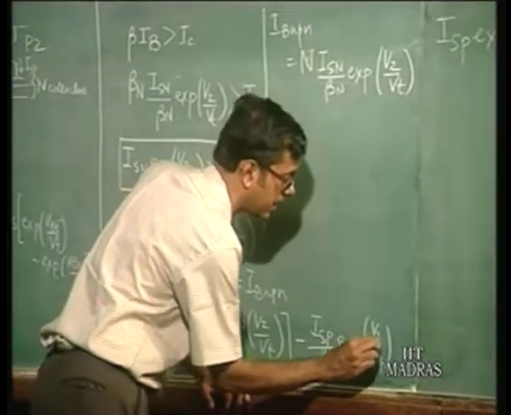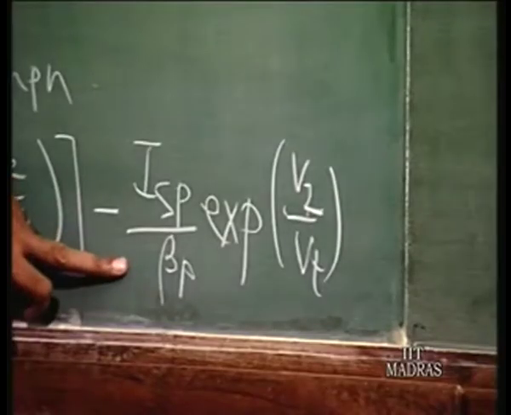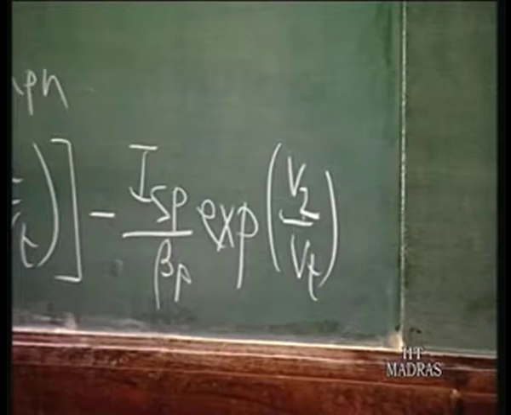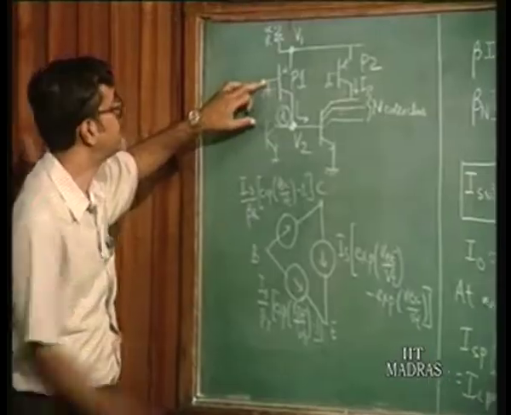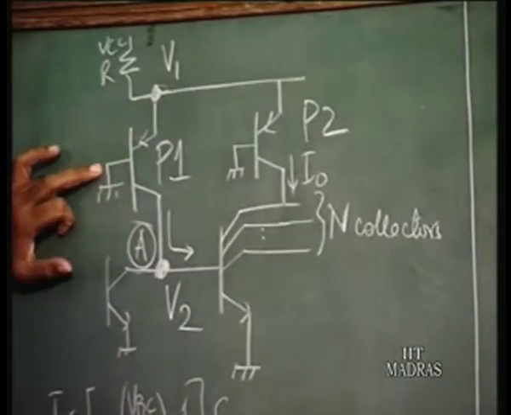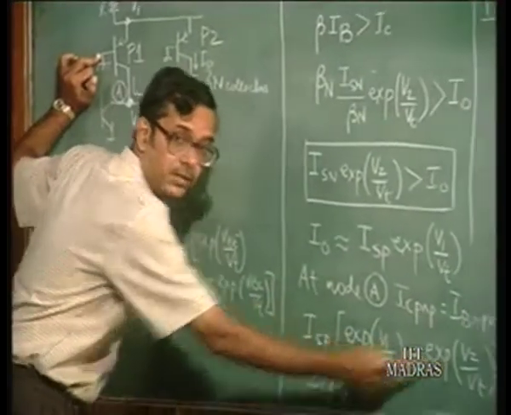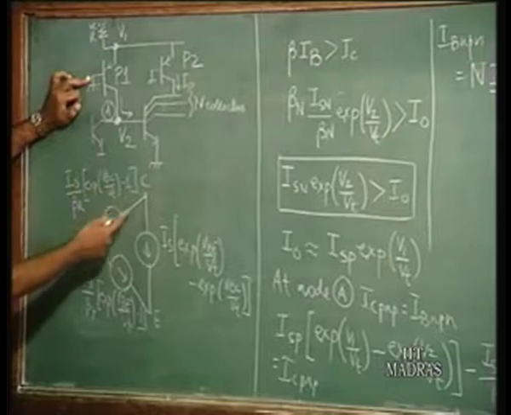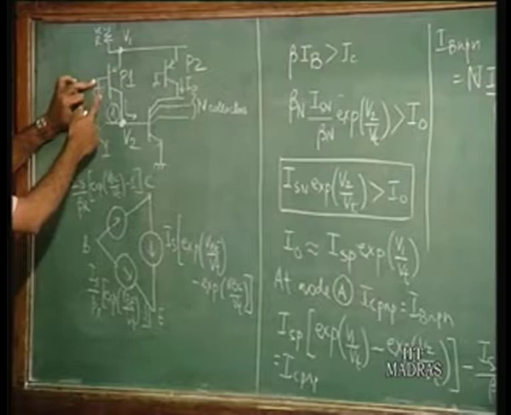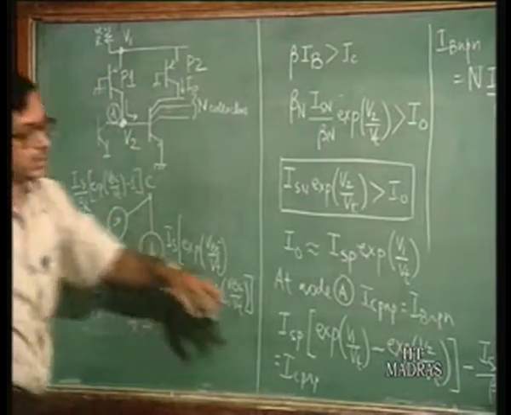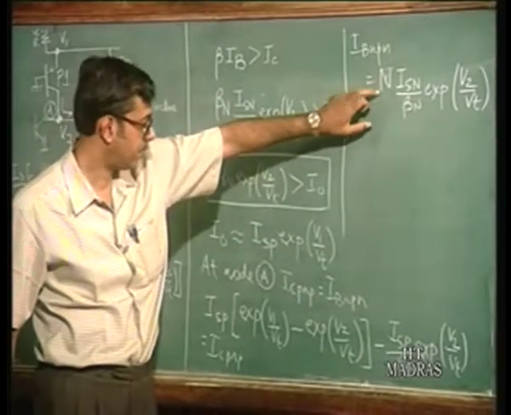I think we made a mistake here. All right, sorry. So, this is ISP by beta p, for the PNP. Just let's go back here. ISP exponential V1 by Vt, VBE by Vt minus VBC by Vt. So, exponential V1 by Vt minus V2 by Vt, minus IS by beta r exponential VBC by Vt. For the PNP, VBC is V2. So, this has to be V2, all right. So, this is going to be equated with this.